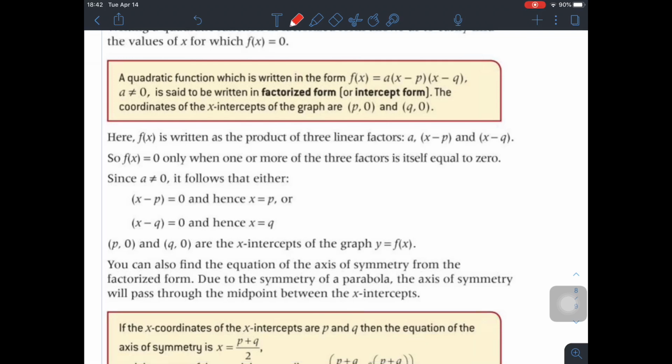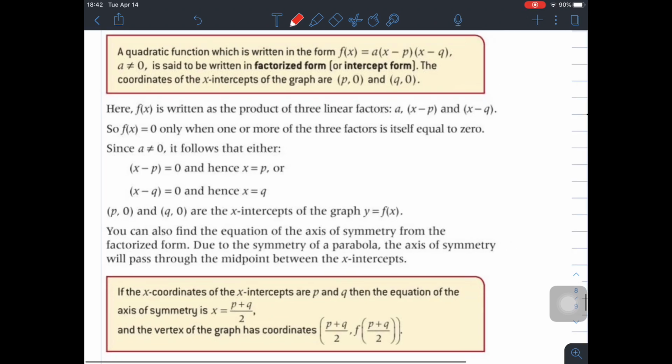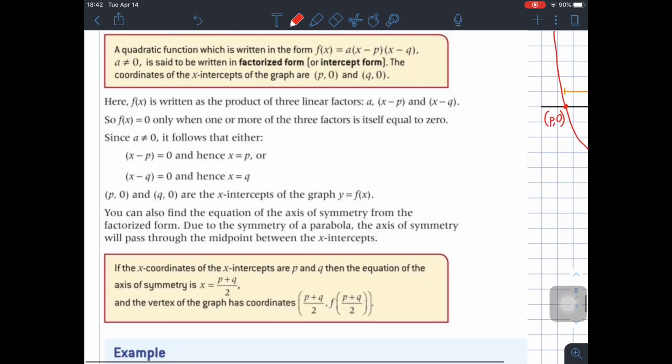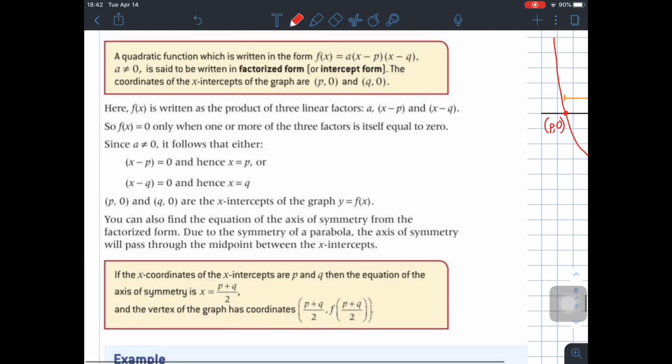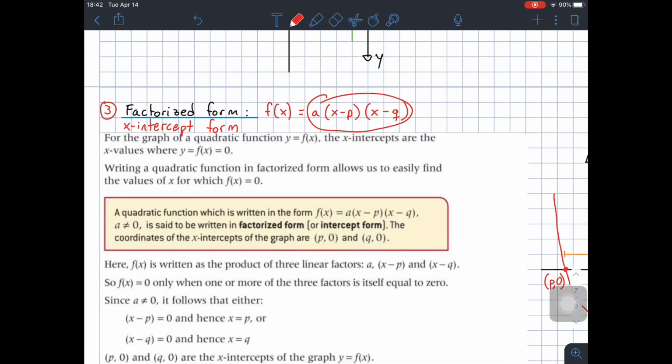It says, a quadratic function which is written in the form f of x equals a times x minus p times x minus q, where a is different from 0, is said to be written in factorized form or intercept form, as I told you. The coordinates of the x-intercepts of the graph are p, 0 and q, 0. Here, f of x is written as the product of three linear factors, a, x minus p, and x minus q. If you notice, here we have three products, right?